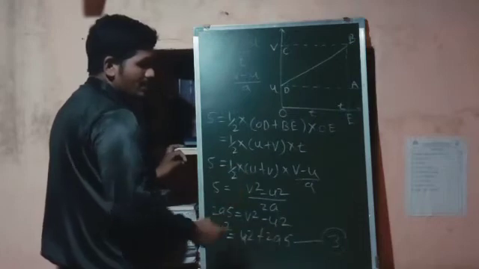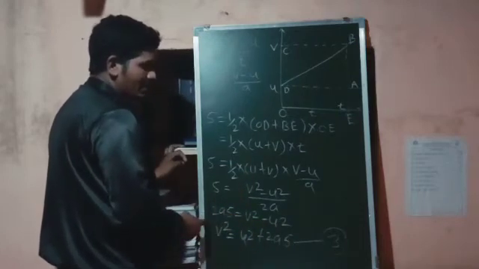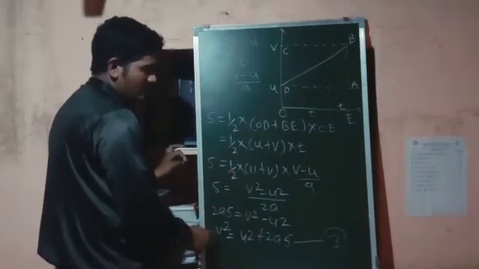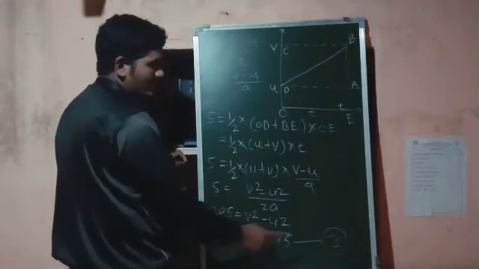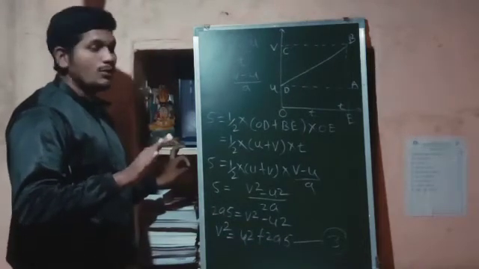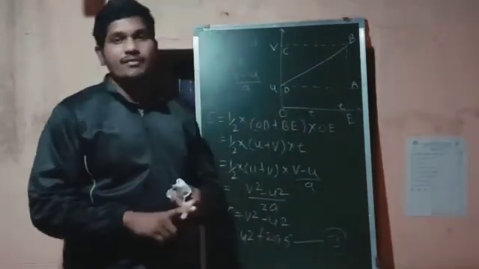Now this is the minus U square. I have just transferred it to this side of the equality sign, and I have written V square is equal to U square plus 2AS. So this is the final and the third equation of motion. I hope you have got it. This is how we have derived the three equations of motion.